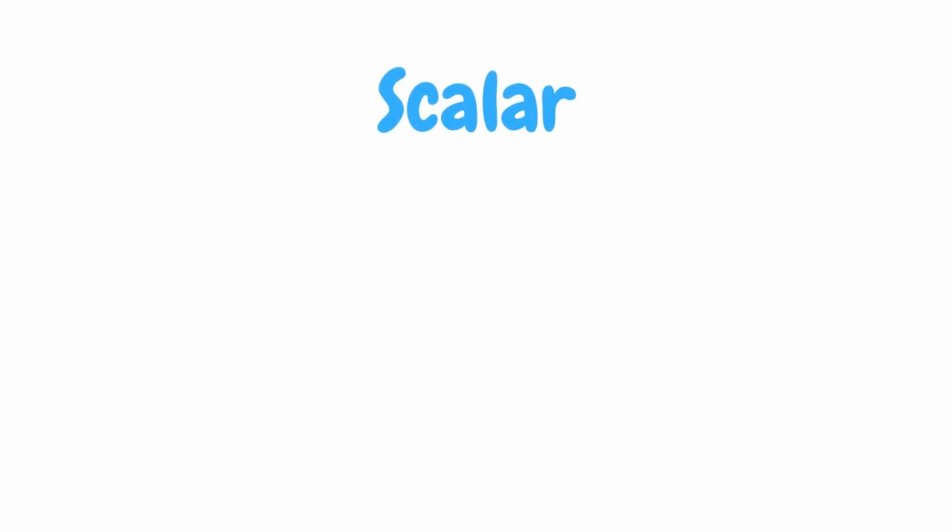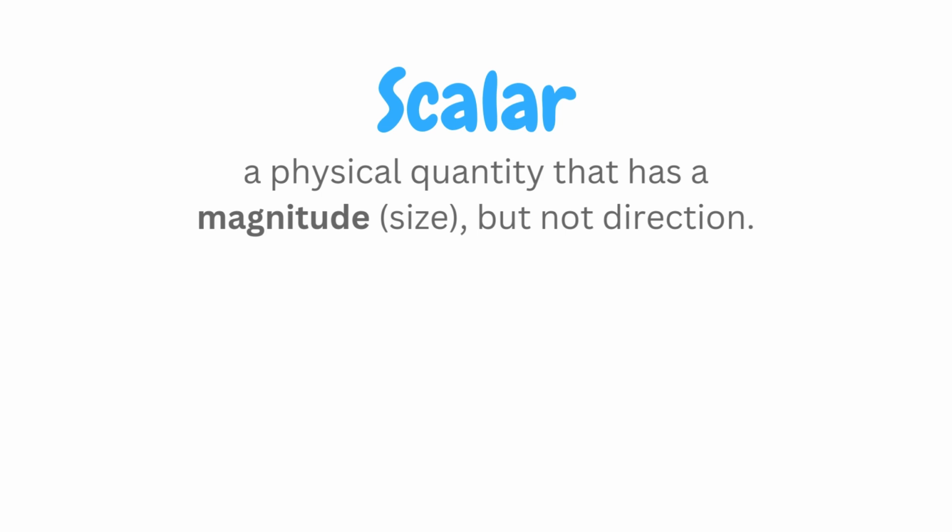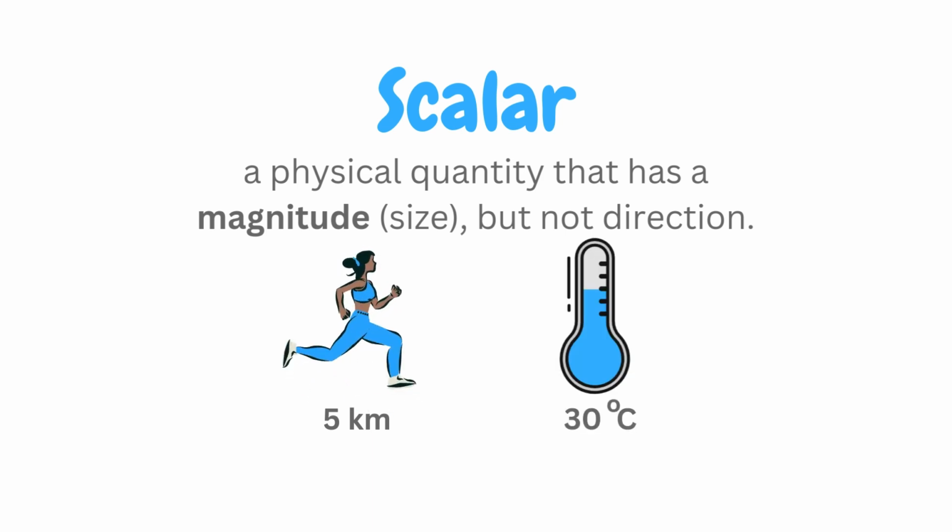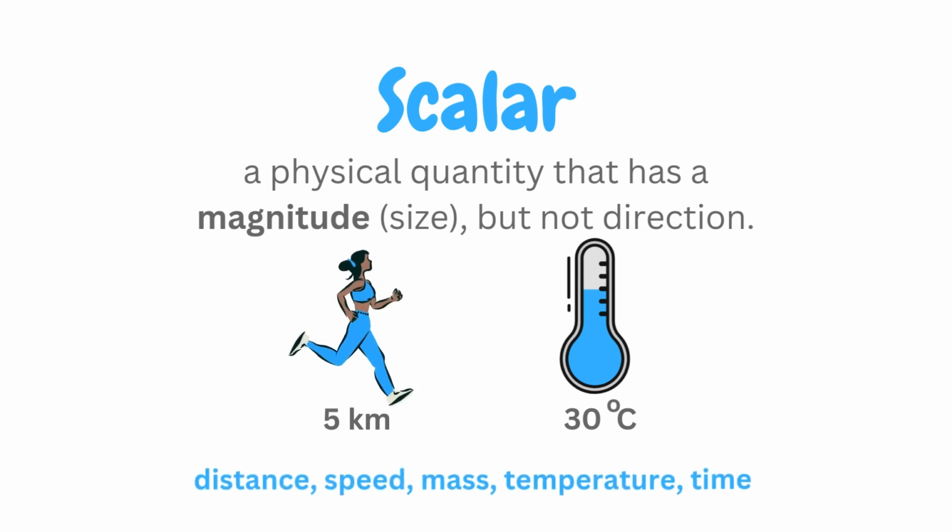A scalar is a physical quantity that has a magnitude but no direction. For example, when you say, "I ran 5 kilometers," or "the temperature is 30 degrees Celsius," you're describing scalar quantities. It's the number or value that matters here, not the direction. Some common scalar quantities include distance, speed, mass, temperature, and time.